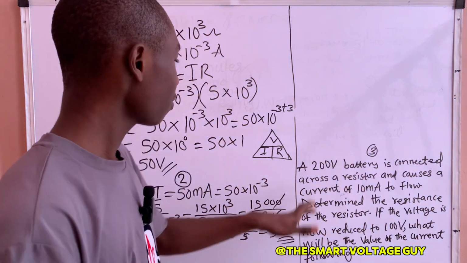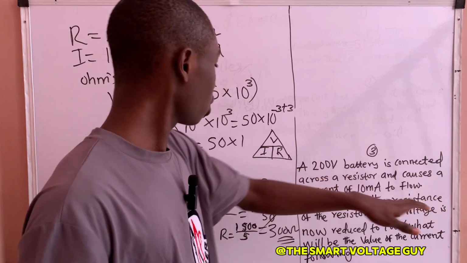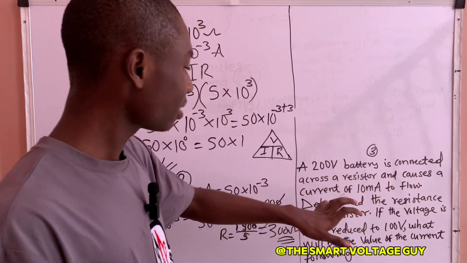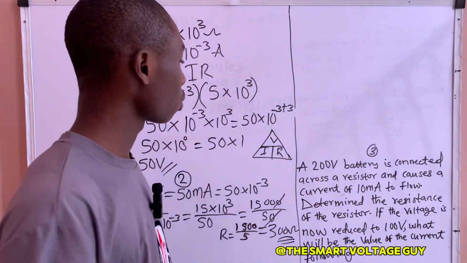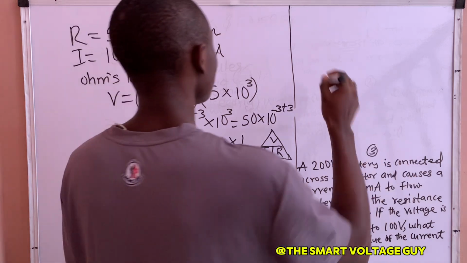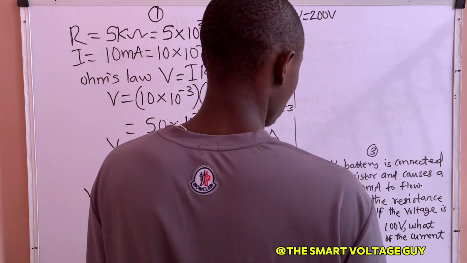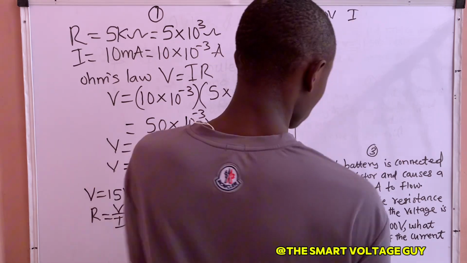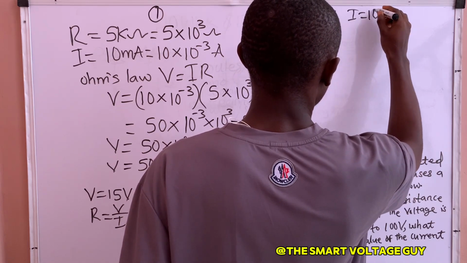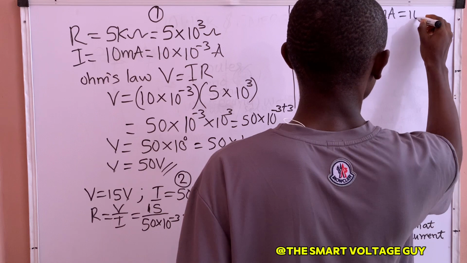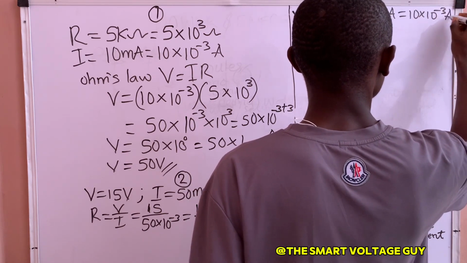So from question 3, we have a 200 volt battery connected across a resistor that causes a current of 10 milliamps to flow. Determine the resistance of the resistor. We are told to determine the resistance of the resistor, but from the given values, voltage V is equal to 200 volts and current I is equal to 10 milliamps, which is the same thing as 10 times 10 raised to the power of minus 3 amps.